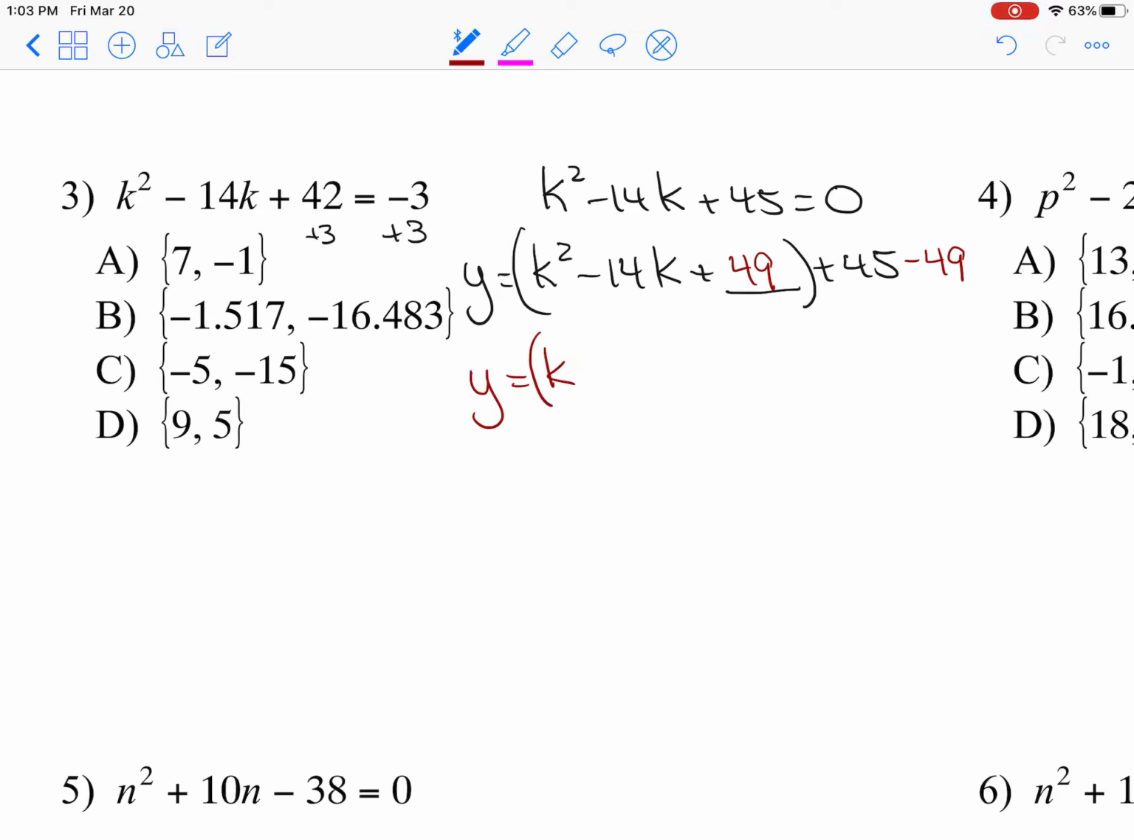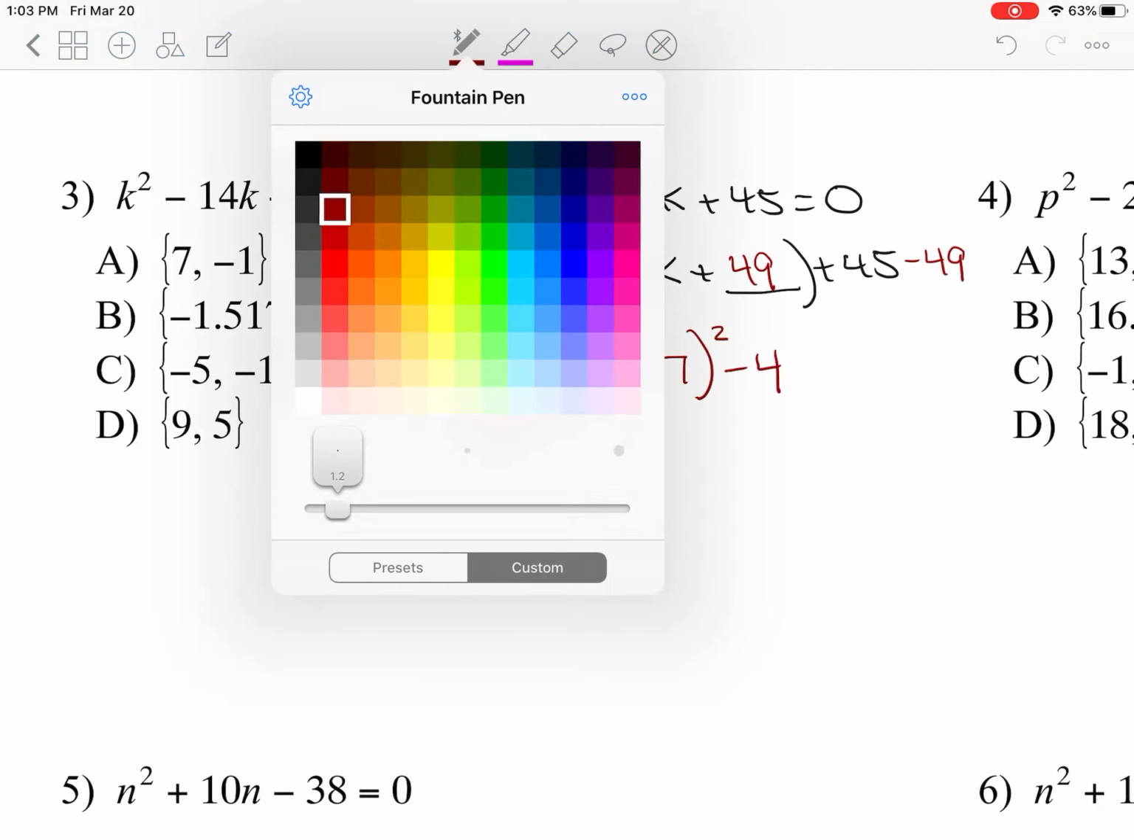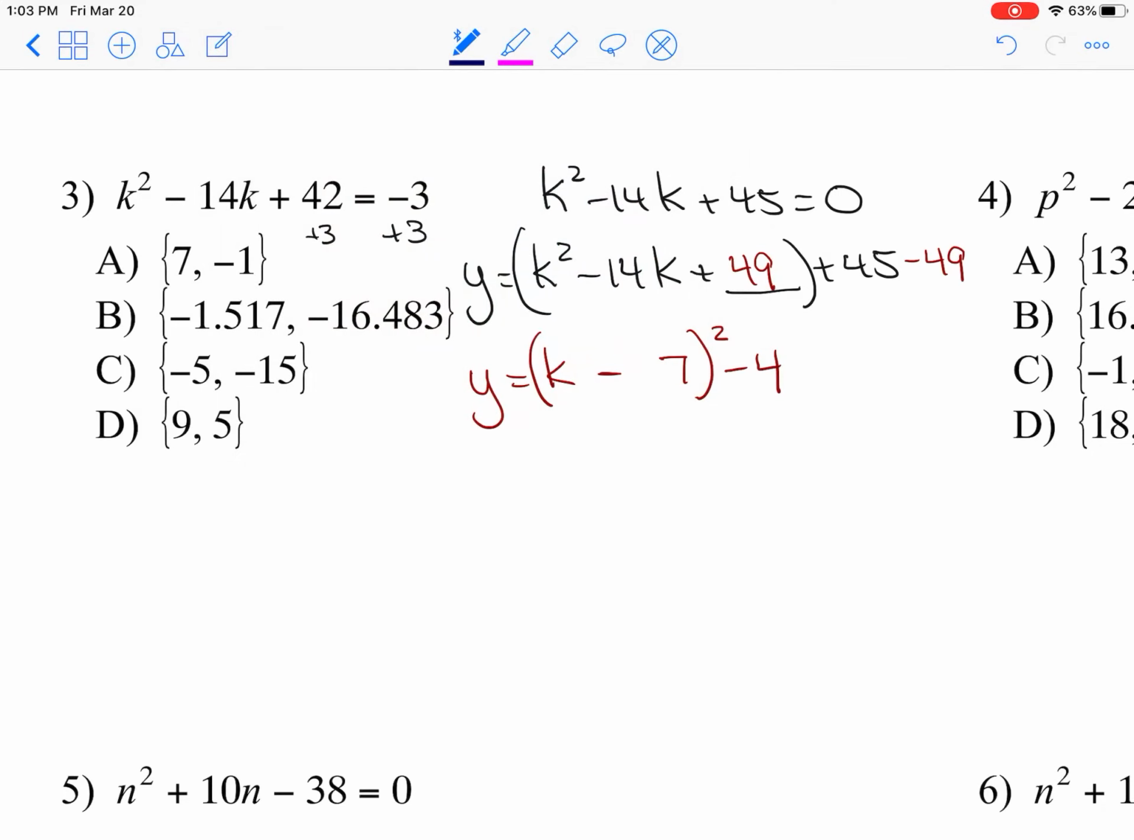Take the factor of this perfect square trinomial that I created here inside the parentheses. So remember, a perfect square trinomial factors into the square root of the first, so k squared, the square root of that is k. Square root of the last, square root of 49 is 7, and I always use the middle sign, so k minus 7. And then I put my square out here. 45 subtract 49 is negative 4. So there's my vertex form. My vertex ordered pair, go back to blue, is going to be 7, negative 4.